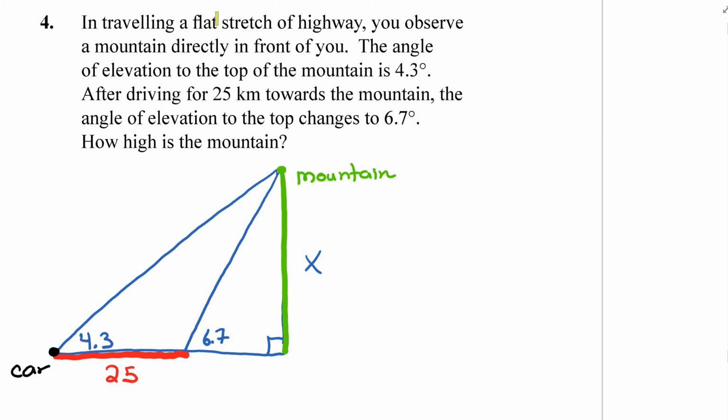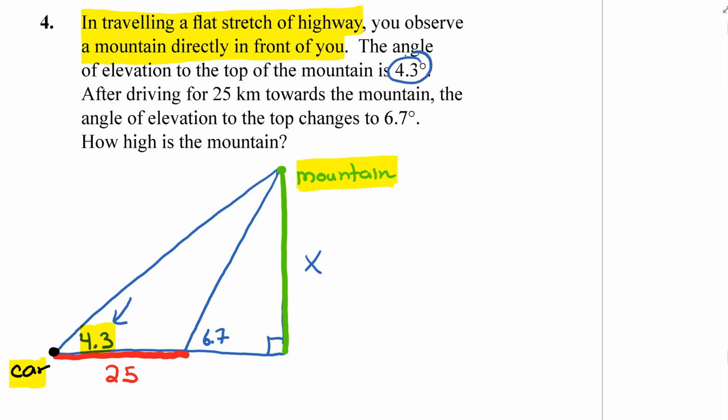Let's start question number 4 on section 8.5. In this problem, you are driving along a highway and you observe a mountain directly in front of you. So here's my car and here's my mountain that's kind of in front of me. And the angle of elevation to the top of the mountain is 4.3 degrees. This is the angle of elevation right here, this 4.3 degrees.